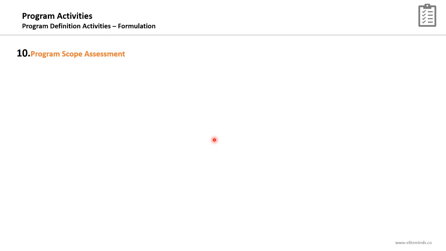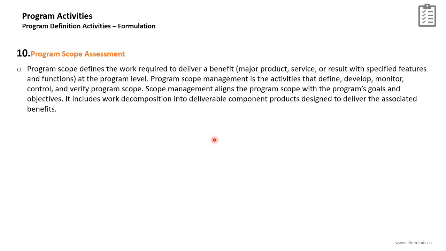The last supporting activity as part of the formulation subphase is the program scope assessment. Program scope defines the work required to deliver a benefit, either a major product, service, or result with specified features and functions at the program level. Program scope management is the activities that will help the program manager define, develop, monitor, control, and verify the program scope. So it's about thinking in advance how we are going to deal with the program scope.